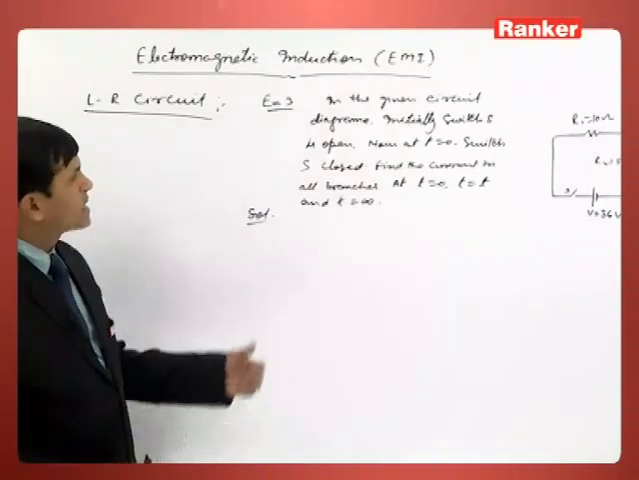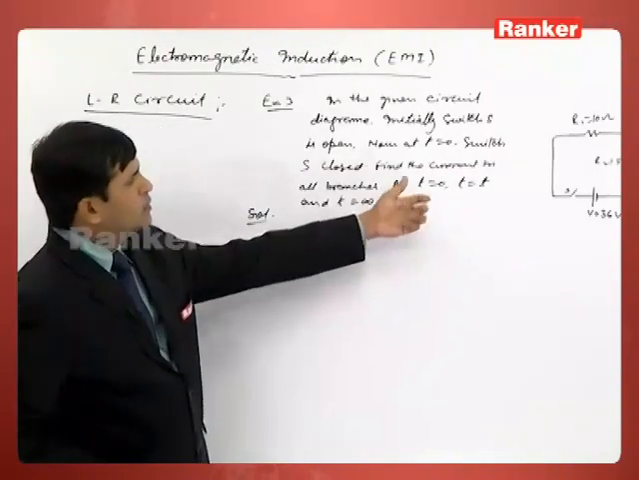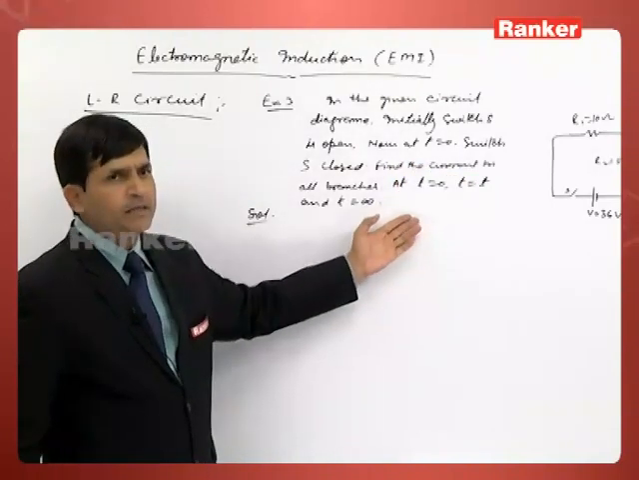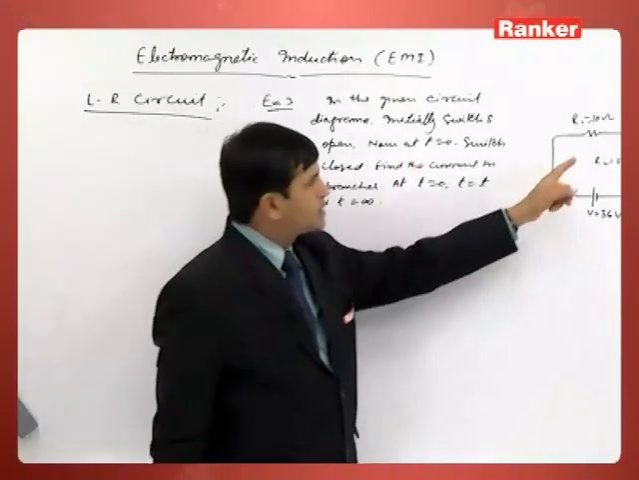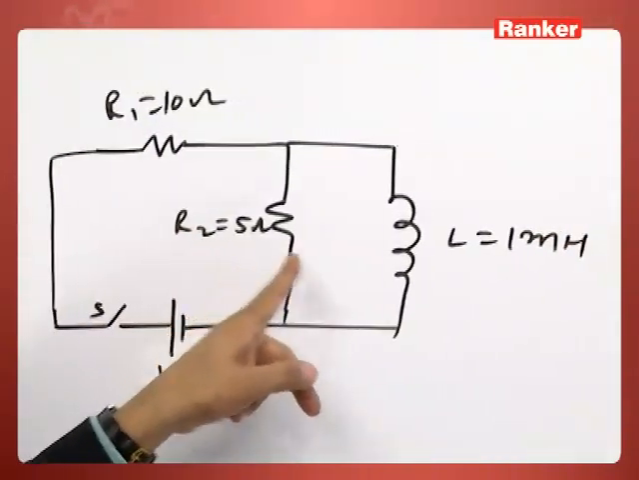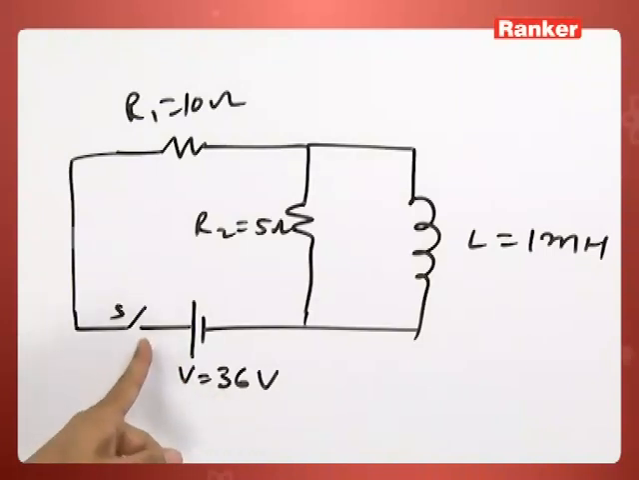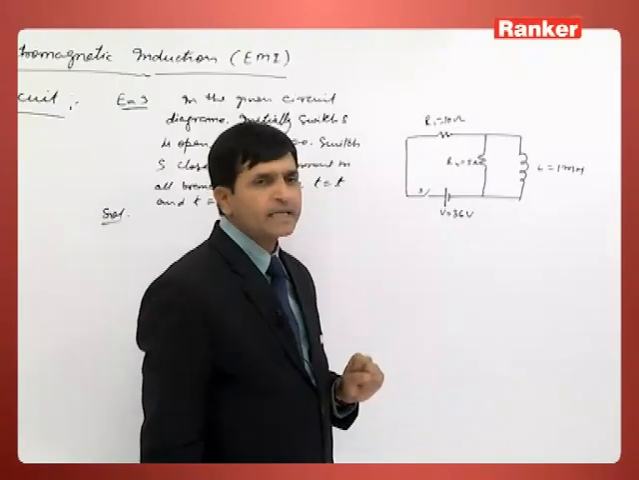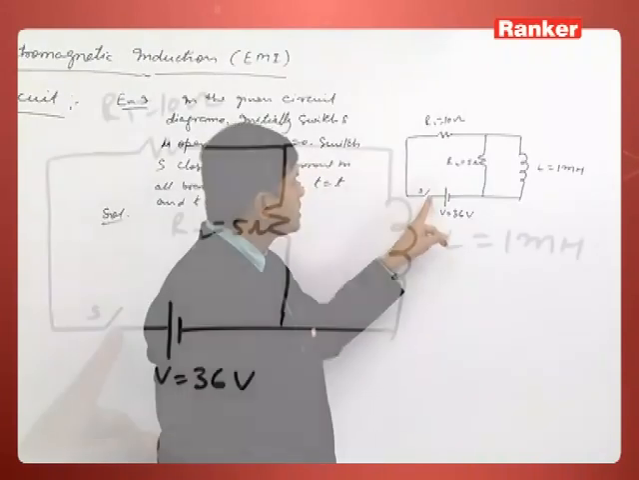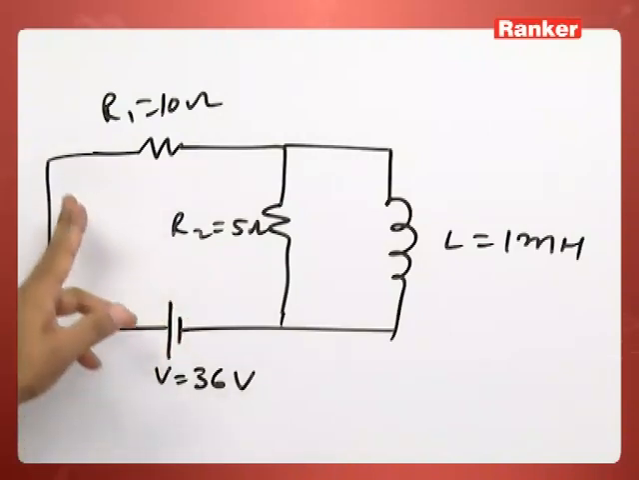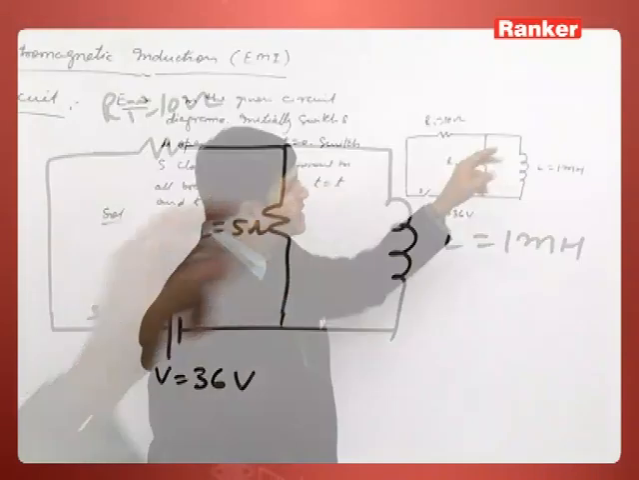The question is that we have two resistors and one inductor, connected with this two resistor R1 and R2, one inductor. This is connected with a battery. Initially switch S was open. Now it is closed at t is equal to 0. So we have to find the current in all the branches. All branches means in this branch, in this, and in this branch.